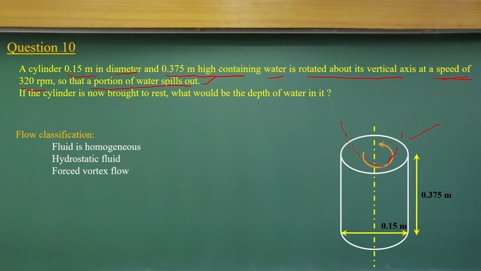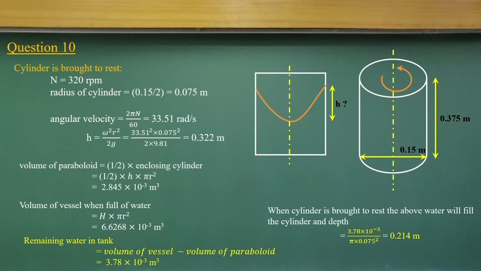As the water spills, if the cylinder is brought to rest, what would be the depth of the water in it? This is just a forced vortex problem. We have already derived the forced vortex flow distribution, and we are just using this formula to solve this problem. First, if n is rotations per minute, you can compute the angular velocity, which is 2 pi n by 60. That gives us the angular velocity in radians per second.